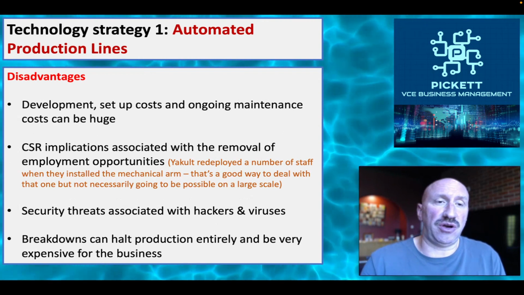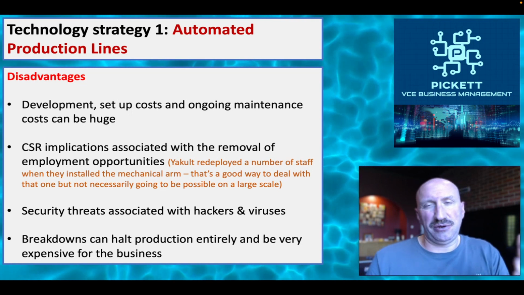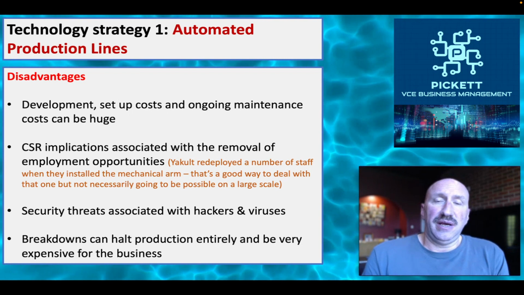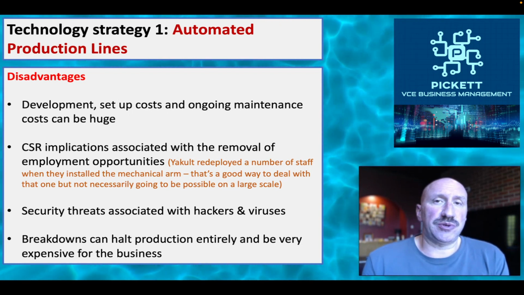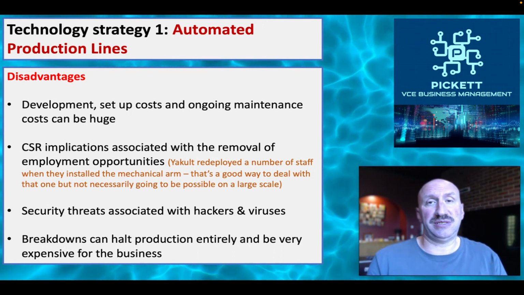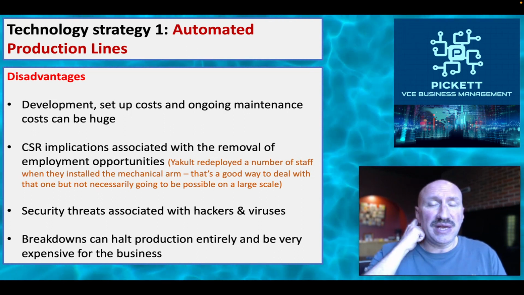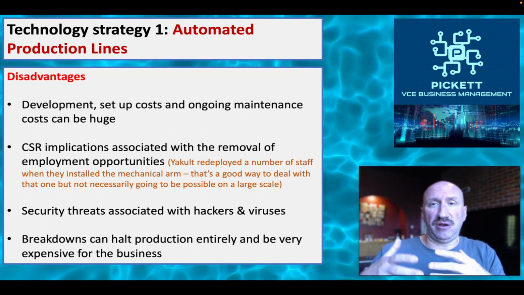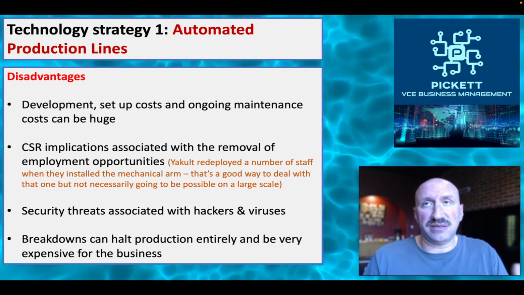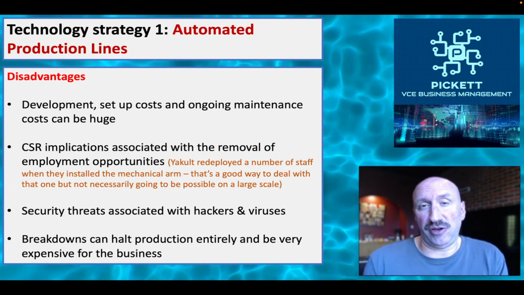Some disadvantages of your automated production lines. Already talked about this: development, setup costs, and then also ongoing maintenance costs can be huge, as we just said. The CSR, the corporate social responsibility implications associated with the removal of employment opportunities. Okay, so businesses can be seen in a bad light from a CSR point of view if they are constantly laying people off, making people redundant and replacing them with technology. At the end of the day, it's the way the world is going, but still it can be an issue from a CSR point of view for a business.